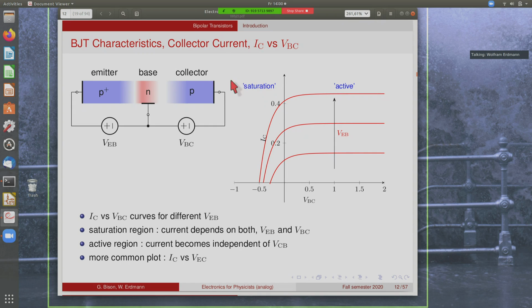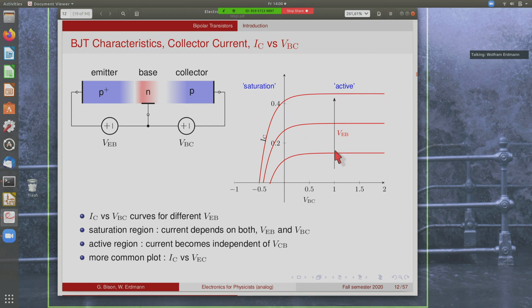So what does it look like now? If we plot the collector current versus the base collector voltage for different values of the base emitter current, if we go to large positive values of the base collector voltage, then the collector current becomes constant.